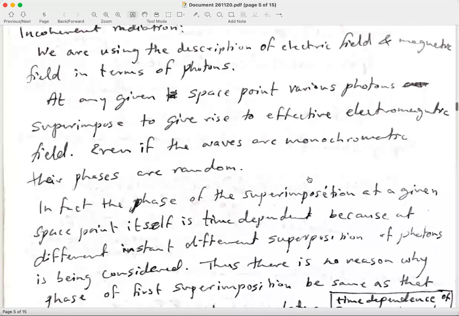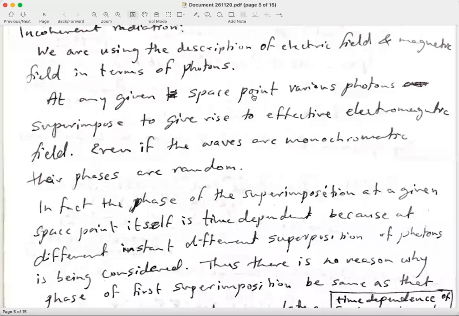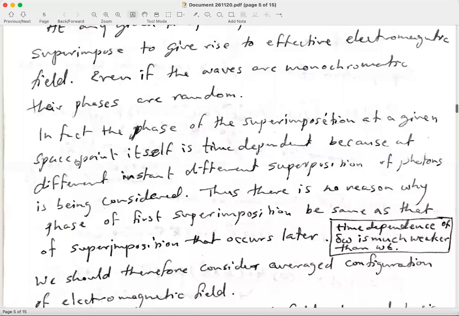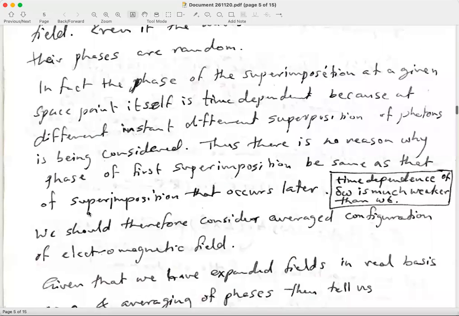So yeah, this is what I'm trying to say here: at any given space point, various photons superimpose to give an effective electromagnetic field. And even if the waves are monochromatic, their phases are random. Because the phases are random, even if you are sitting at one particular spatial point, you will find that the phases are actually time dependent, because at different instances you have different superpositions of the photons.